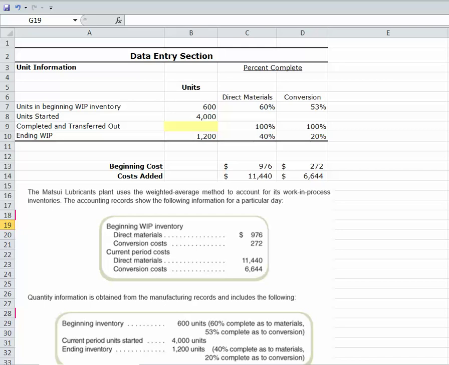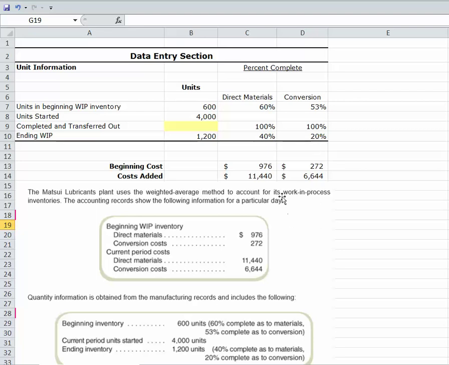All right, let's go ahead and take a look at the weighted average method for calculating our process costing production report. Let's go ahead and pick up the given information. In terms of units, our beginning work in process is 600 units, 60% complete and 53% complete. During the current period, we started 4,000 units. Ending inventory is 1,200 at both 40% complete and 20% complete for conversion cost.